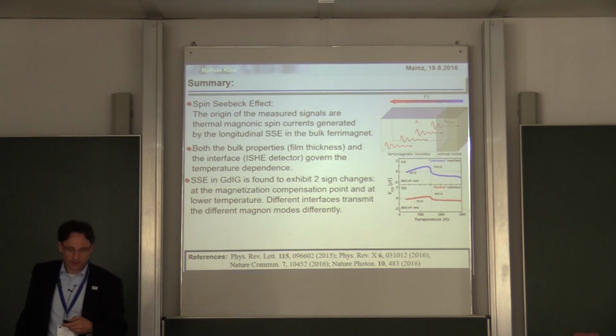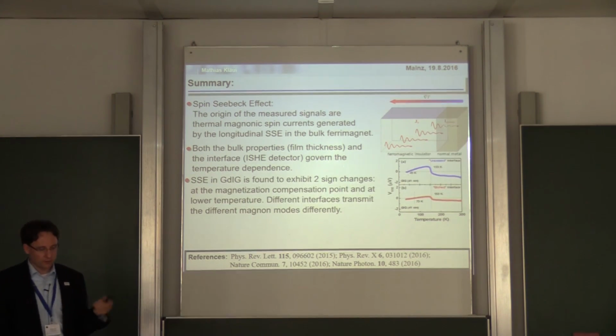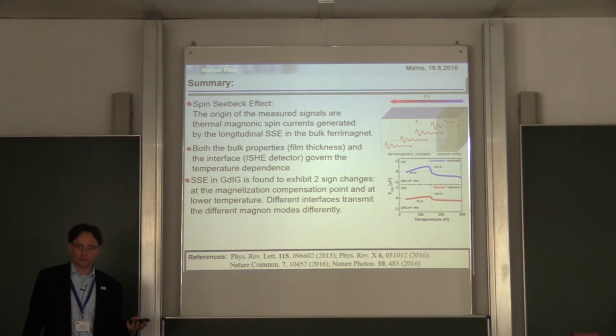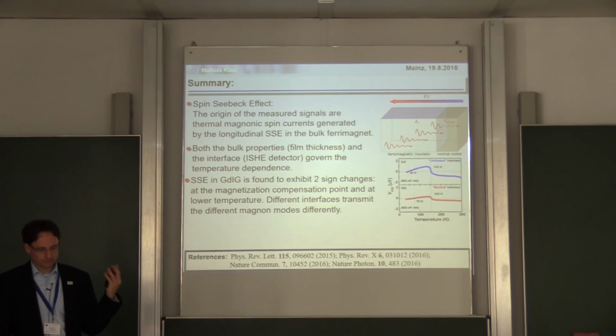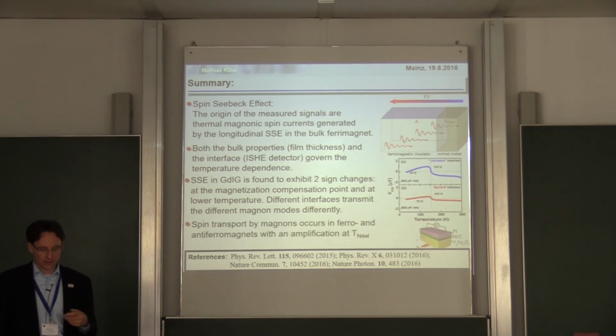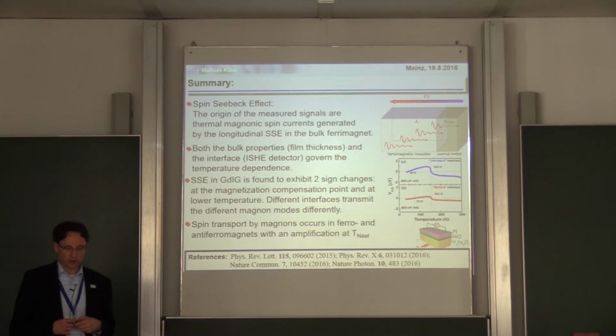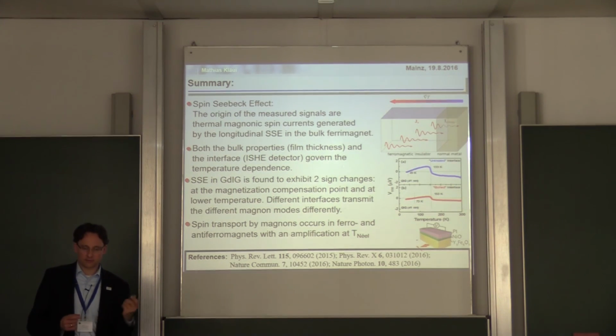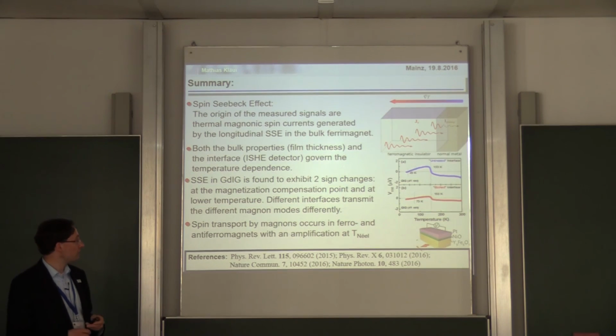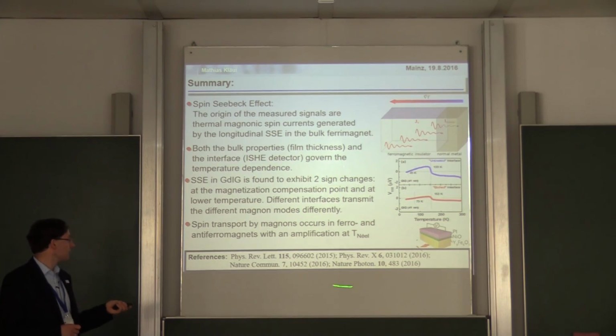And in gadolinium iron garnet, we see these 2 sign changes at the magnetization compensation point and below, and different interfaces transmit the different magnon modes differently. And so spin transport can occur also in antiferromagnets, with an amplification at the Néel temperature. Very exciting. I don't think a lot of people understand the details yet. And here are some of the papers.